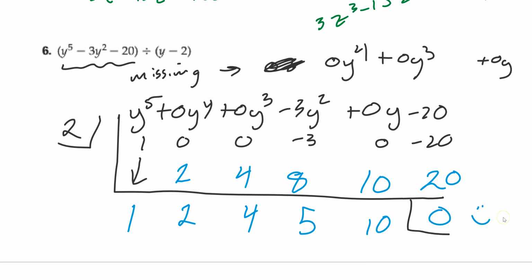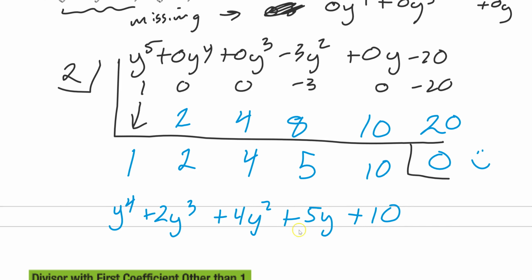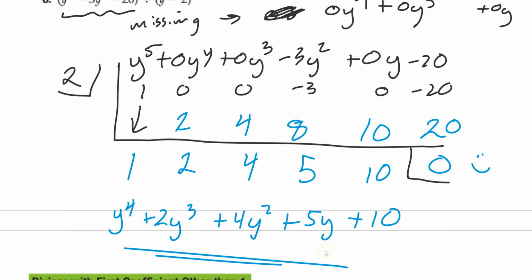Woo! So remember the way we write our answer, it's always one lower. So this will be y to the 4th. Then you just go in order. Plus 2y cubed, plus 4y squared, plus 5y, plus 10. And that's the answer. So those all have been the basic synthetic division.